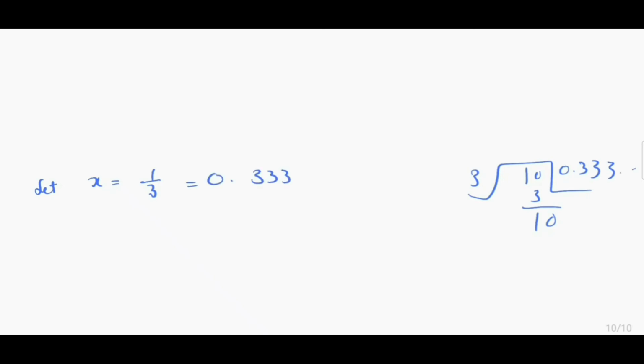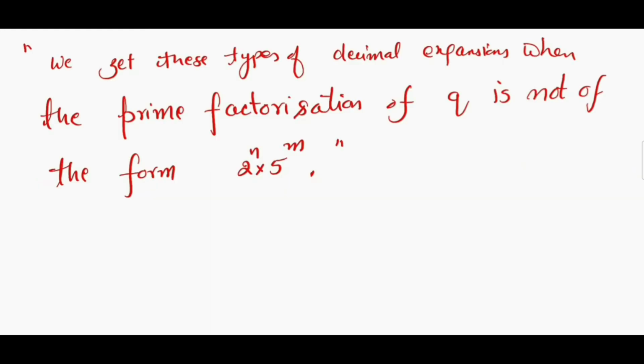So let's take one example. For example, if I take x equal to 1 by 3, we know if I divide 1 by 3, first 0 will come, then 3, 3, 1, and again this 3 will go on, which means it won't end, and this 3 will repeat itself. So these types of decimal expansions are known as non-terminating, repeating.